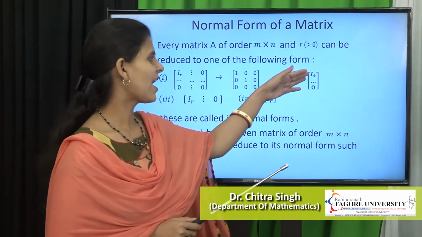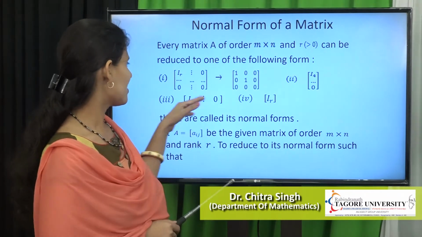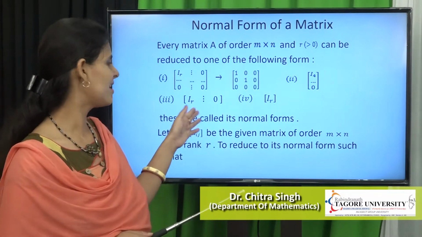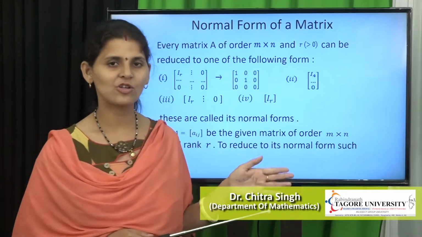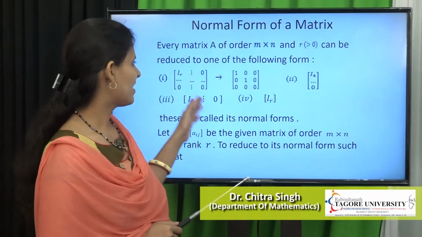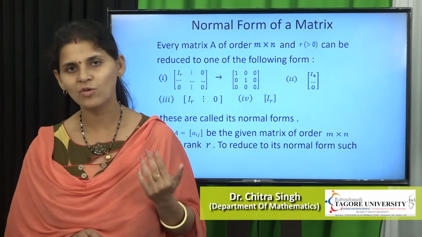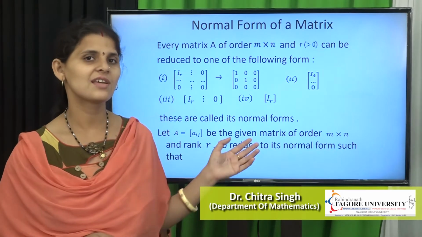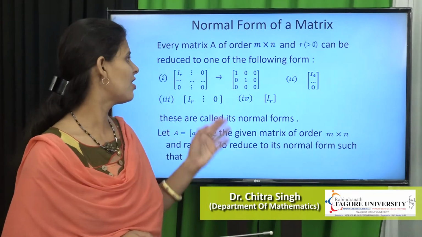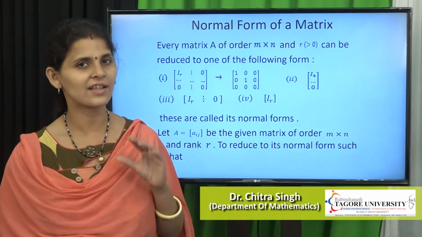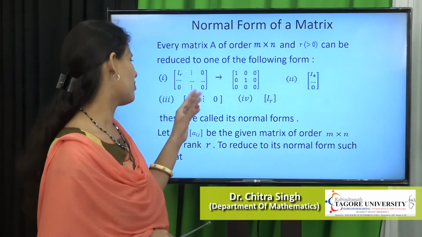You see also, in I_R 0, the lower rows of the matrix are 0. In I_R 0, you see that the side elements of the column matrix are 0 and in I_R, only the diagonal elements are 1. So you obtain only diagonal elements as 1 and the other elements of rows and columns as 0. This is called a normal form of a matrix.